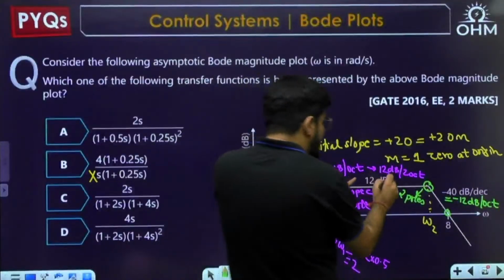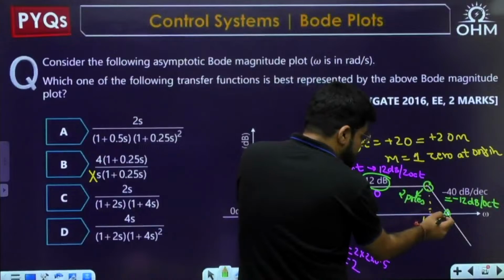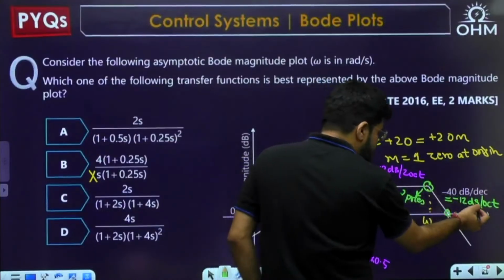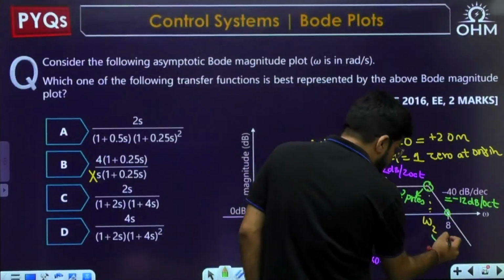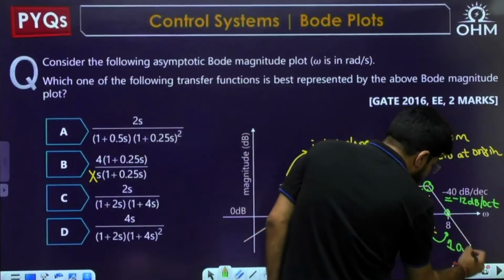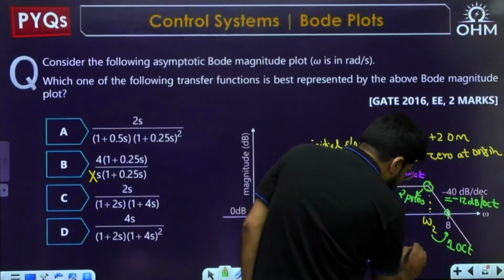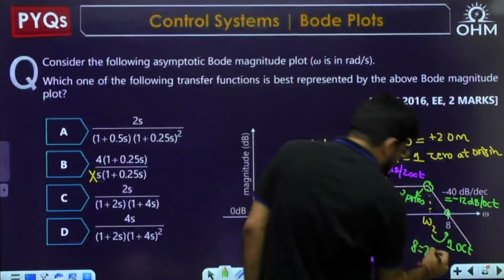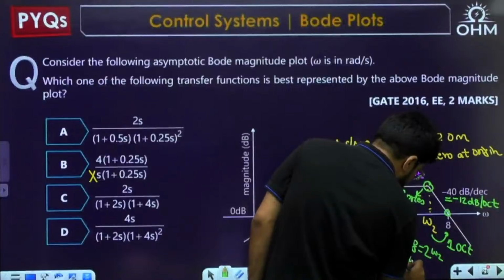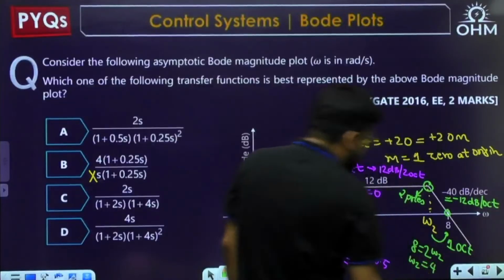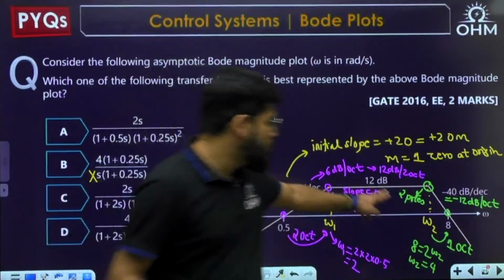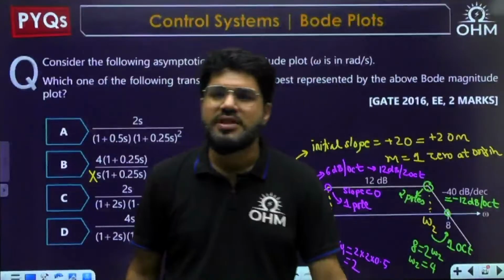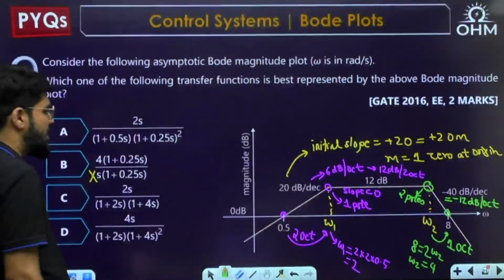Now you see, this is the magnitude 12. This becomes 0. The magnitude change is minus 12 only. So this frequency change should be 1 octave. 1 octave means a factor of 2. 8 is twice of omega 2, so omega 2 should be 4. So there are 2 poles at 4.